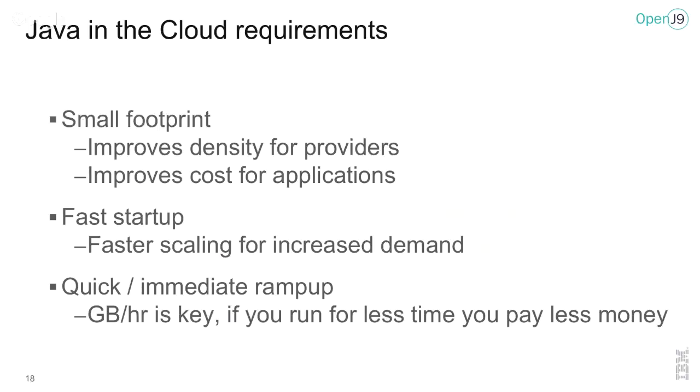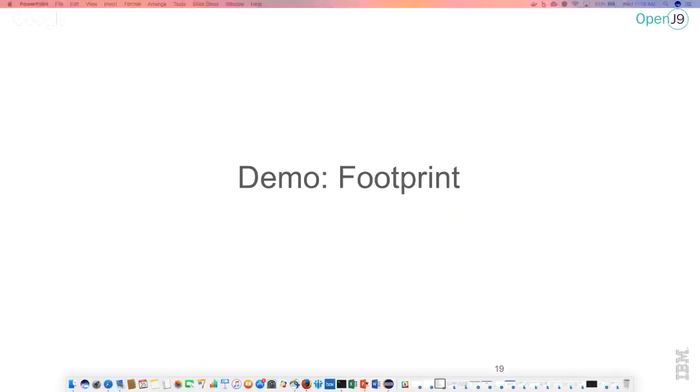Okay, so those are the kinds of requirements that are really important in the cloud. How does OpenJ9 address some of those? I'd like to start by showing just a footprint demo using a couple of Docker images.